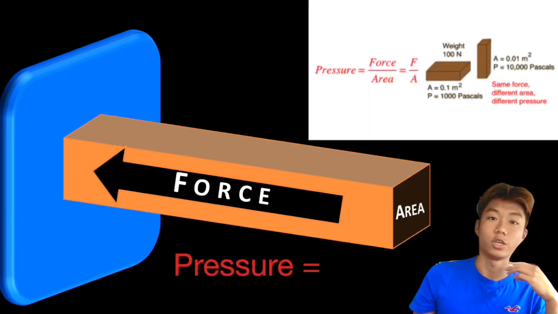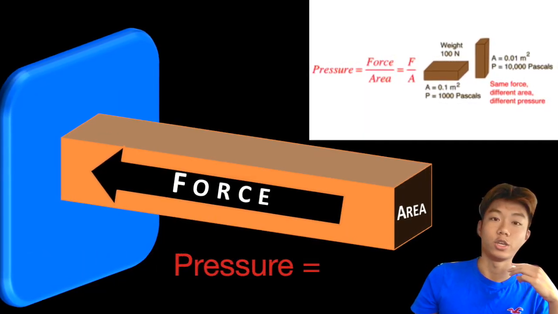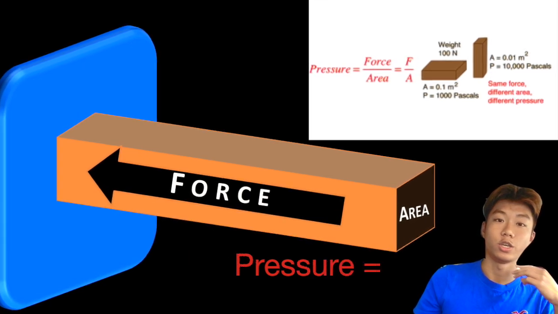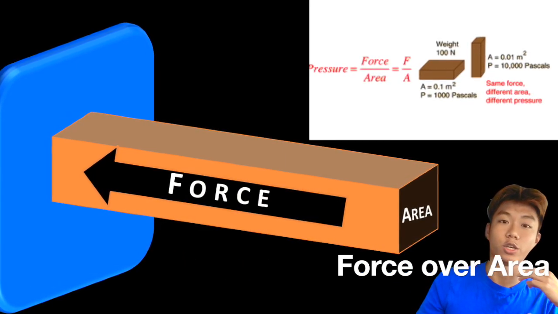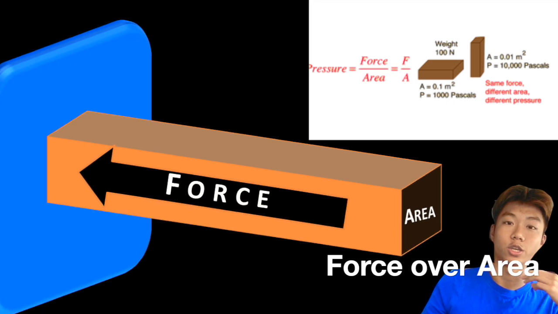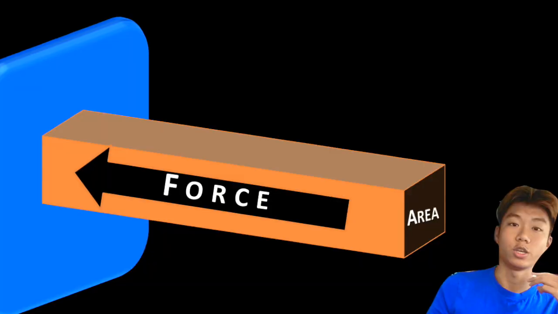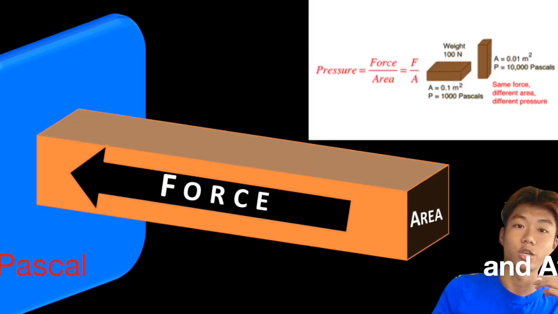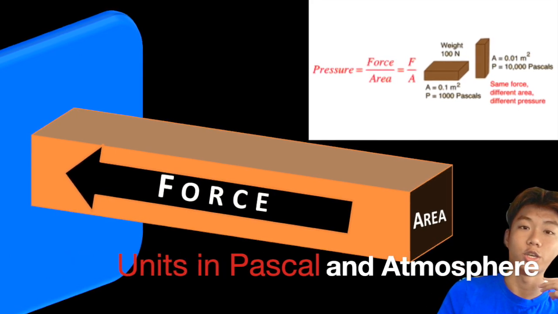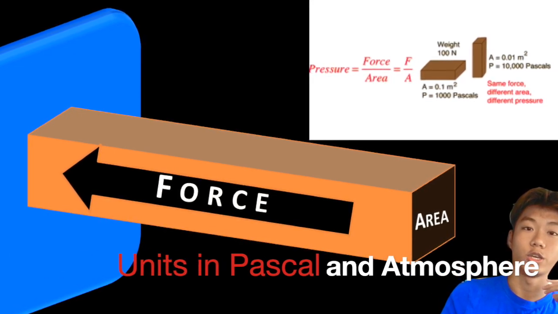So let's get it. Pressure is defined as a normal force applied per unit area. Pressure is defined as a normal force applied per unit area. The unit of pressure is Newton per square meter, also known as Pascal. Another commonly used non-SI unit is the atmosphere.